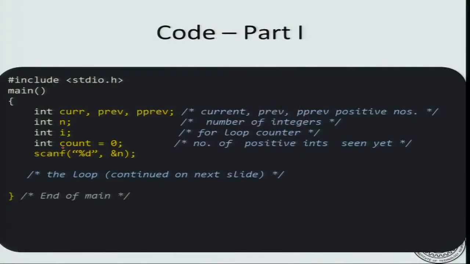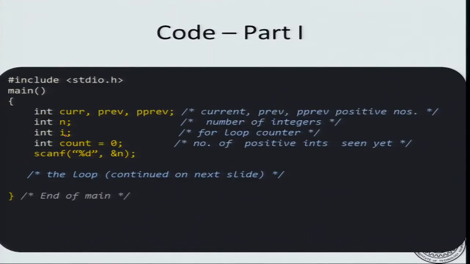Okay. I will also have an extra variable called count. I is supposed to count the number of numbers seen so far, and count will count the positive numbers seen so far. Okay. So I need 2 of them in this code. I may need them. Now after you do that, you scan the n, which tells you how many numbers are there in the input.